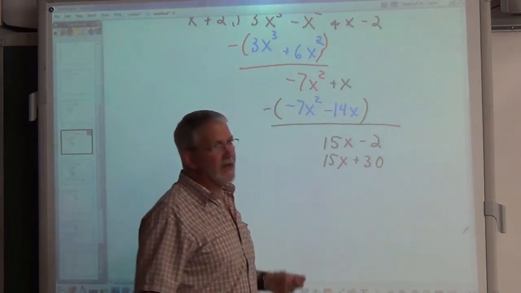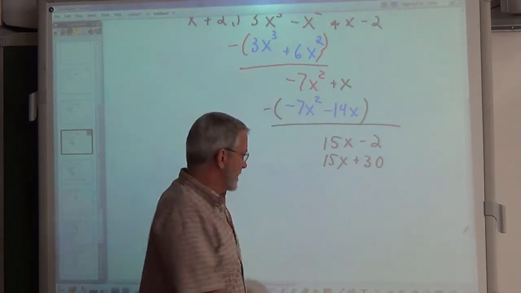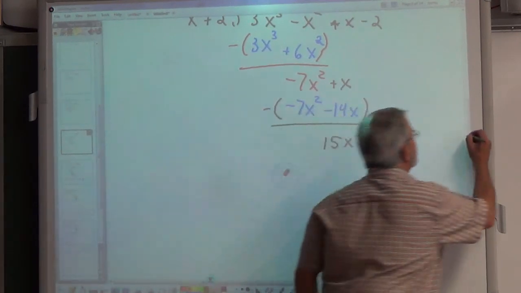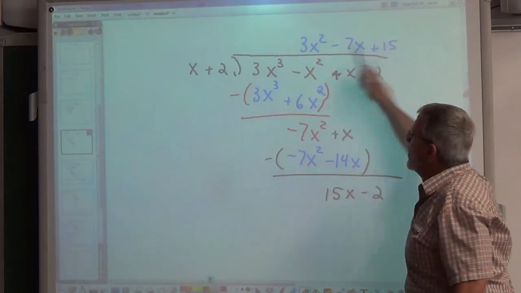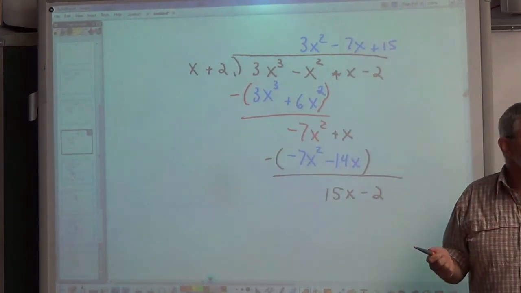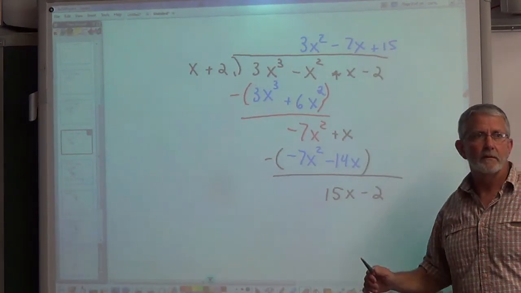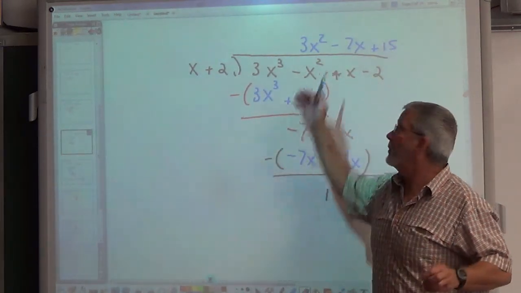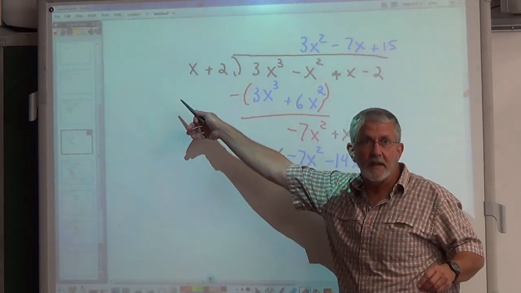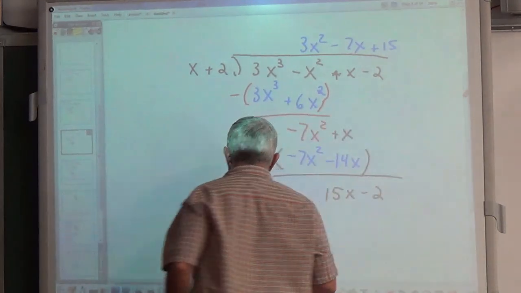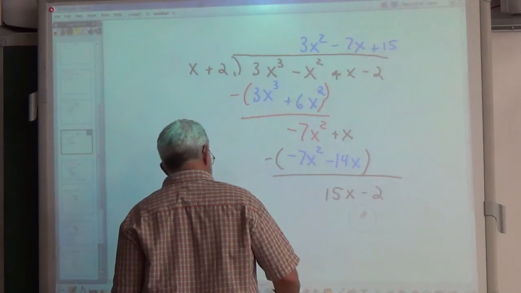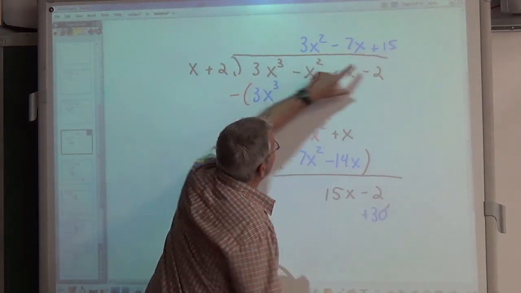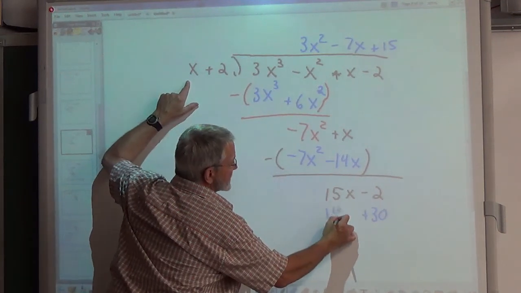Drop the negative 2 down and ask yourself a question. What times x is 15x? Well, that's easy, 15. 15 times x is 15x. So I'm going to multiply 15 times this whole expression. 15 times 2 happens to be positive 30. 15 times x is 15x.